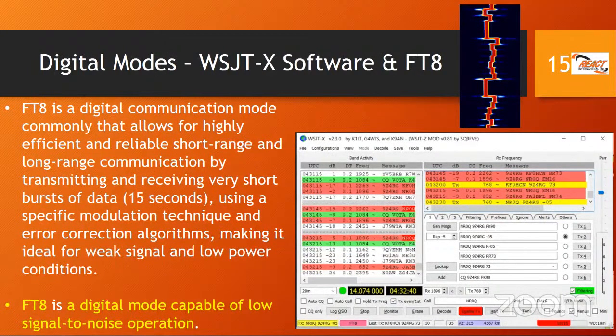Okay, folks, welcome back. We have a lot to cover this evening, so let's go again. All right, so I think we stopped here, which is talking about FT8 being a digital mode capable of low signal to noise operations. FT8.